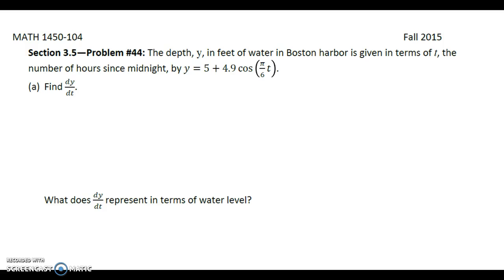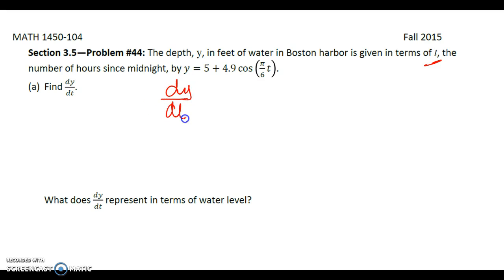Okay, this is the second part of the derivatives of trig functions. I forgot to do this one. So it says, this is problem 44. The depth y in feet of water in the Boston Harbor is given in terms of t, the number of hours since midnight, right? So let's find dy/dt.